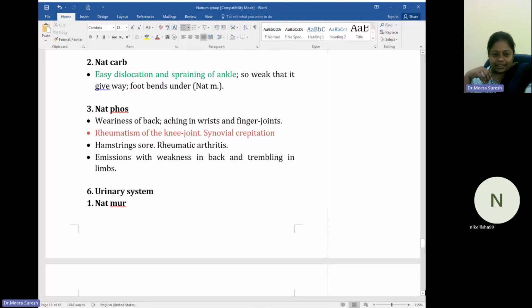Then Natrum phos has so many symptoms, the hamstring soreness, rheumatic arthritis, but this could be a symptom: the rheumatism of the knee joint with that crepitation. I hope you know the crepitation, especially in a way when we ask the patient to extend the knee joint and then flex it back, and we keep our palm on that knee joint, we can feel some kind of movement. Have you felt that? The crepitation? Yeah.